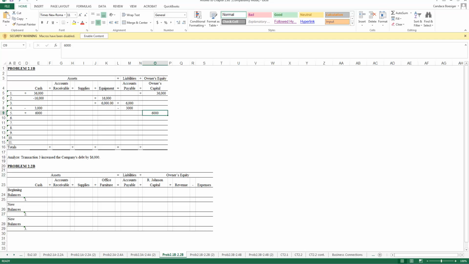Number six, perform services for $4,200 in cash. So our cash is going to go up by $4,200 and our capital is going to go up by $4,200.